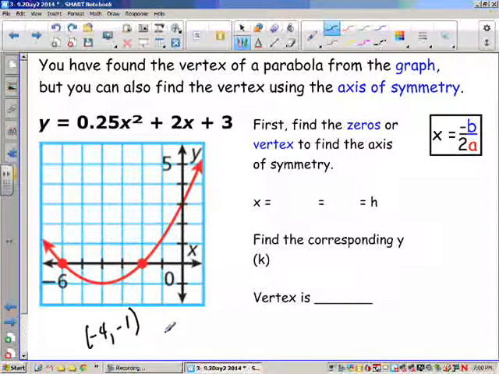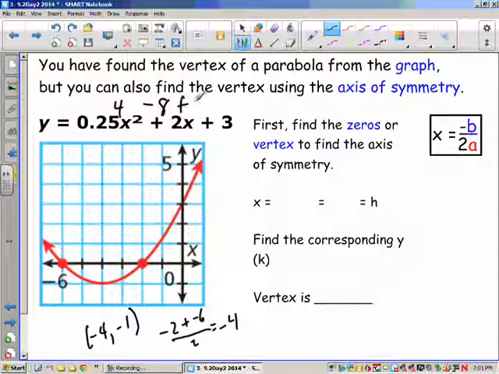We could also verify it using the zeros, in this case negative 2 plus negative 6 over 2. That gives us negative 8 over 2, which is negative 4. And negative 4 plugged into the equation, a fourth times 16 when you square negative 4. So a fourth of 16 would be 4 minus 8, because we have this 2 times negative 4, and then plus 3. And if we do that math, 4 plus 3 is 7. That'll give us a vertex of negative 4, negative 1.